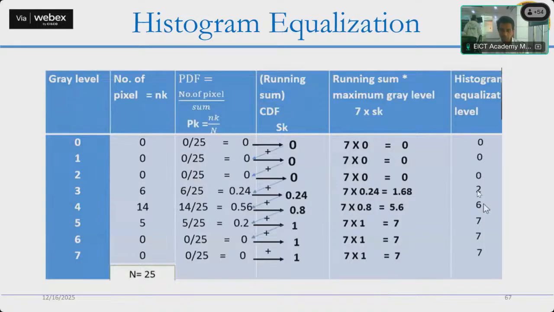We have taken 0, 0. We have taken 1.68 to the nearest level, so it has become 2. 5.6 has become 6, and 7 will remain 7. So that's how we have changed the values of the histogram: 0 to 0, 1 also to 0, but 4 has basically changed to 6.